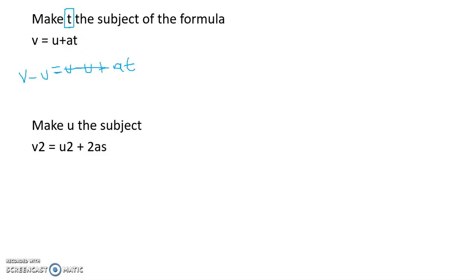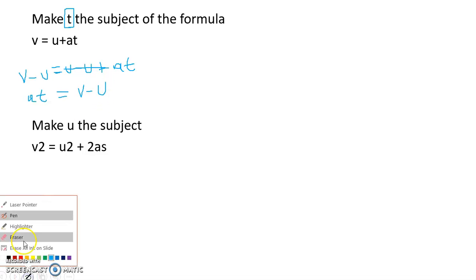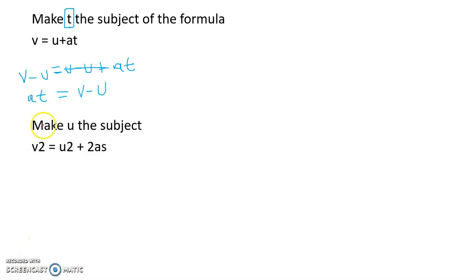Now remember we want to make T the subject of the formula. So let us just write what we're left with. So that's AT equal V minus U. Our aim is to make T the subject of the formula right here.